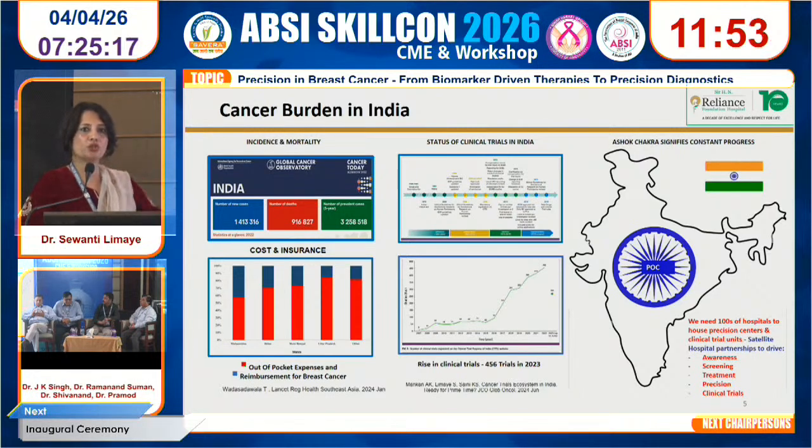The red bars of cancer care are showing 80% of cancer care happens out of pocket. Only 20% can be covered by insurance. This is the Indian story. And when you look at the number of clinical trials as of 2023 and 2024, only 400 clinical trials serving 1.5 billion population in India, and that's a true heartache.